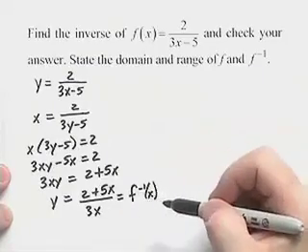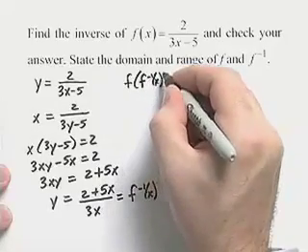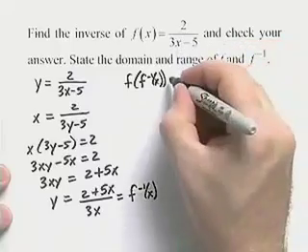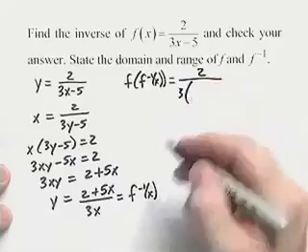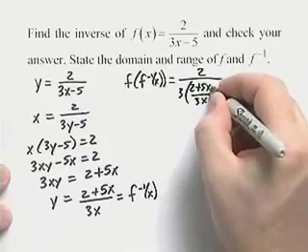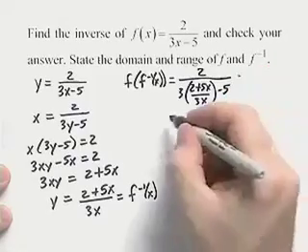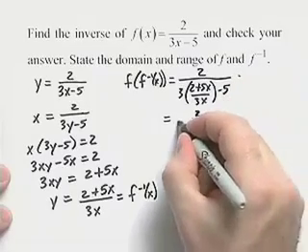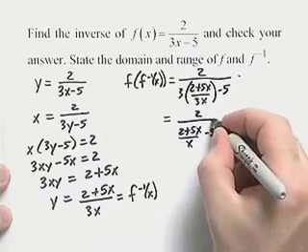To verify that this is indeed the inverse, we need to check f of f inverse of x. So we need to take our inverse function. We need to substitute it into our original function. So we'll get 2 divided by 3. Now we're going to plug in our inverse, 2 plus 5x over 3x, and then minus 5. Threes will cancel, so we'll have 2 divided by 2 plus 5x over x minus 5.